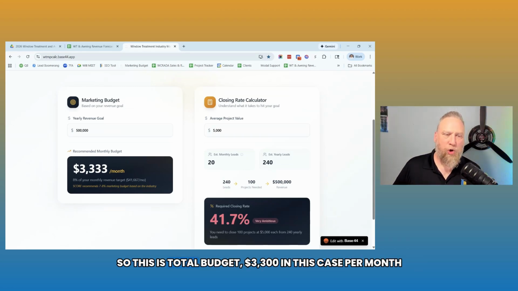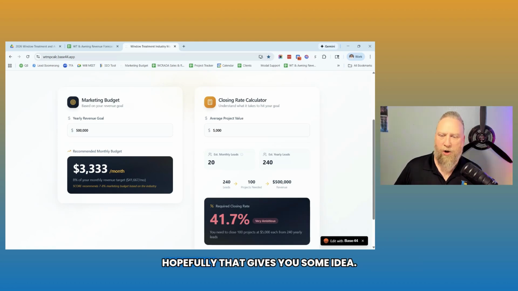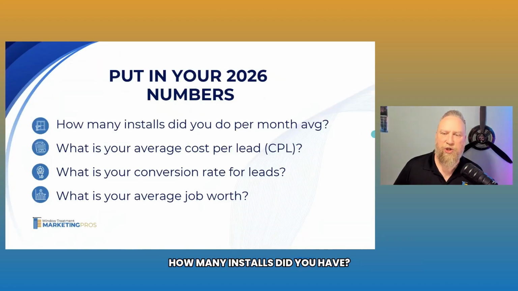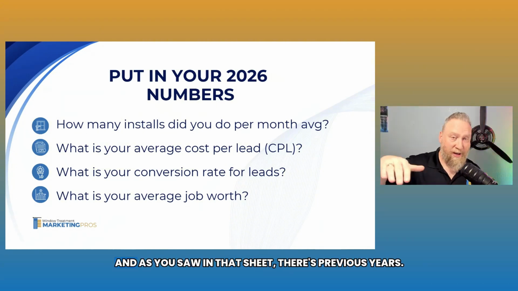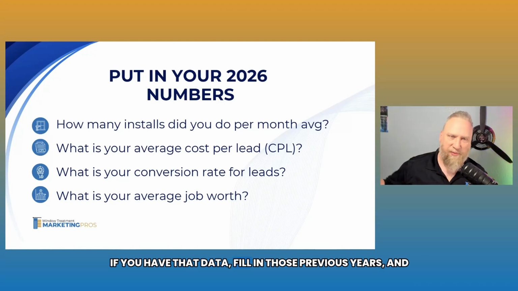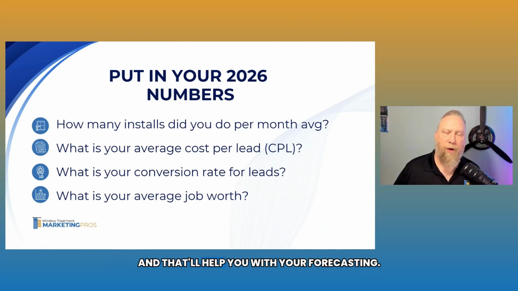So this is total budget, $3,300 in this case per month over all those channels if you want to hit these numbers. So hopefully that gives you some idea. So put those numbers in there. How many installs did you have last year? And as you saw in that sheet, there's previous years. If you have that data, fill in those previous years and you can start to see the trend. You can start to see exactly where you're at, and that'll help you with your forecasting.